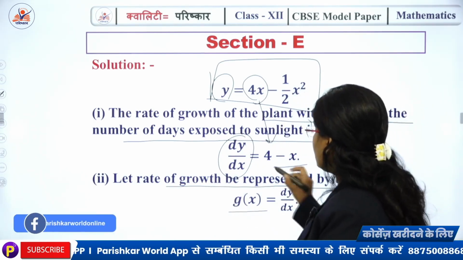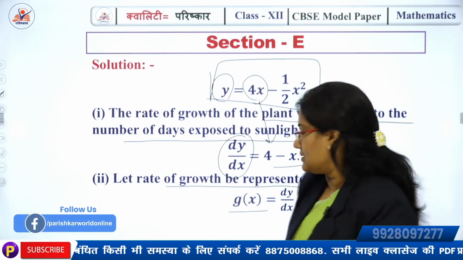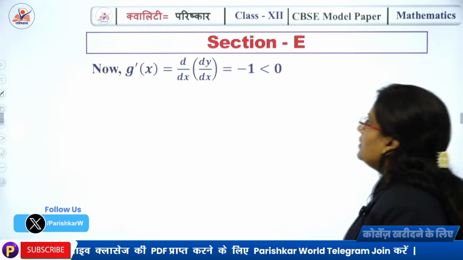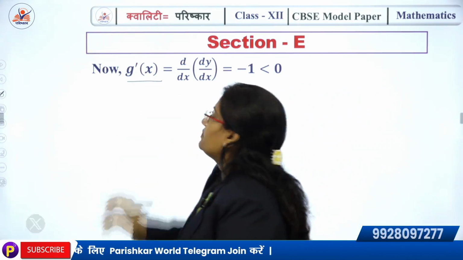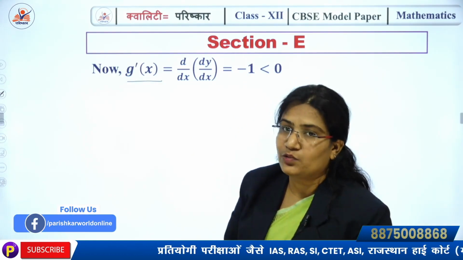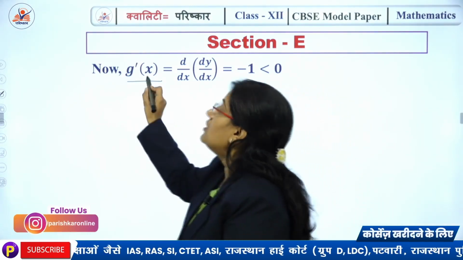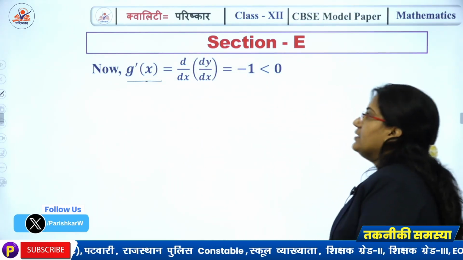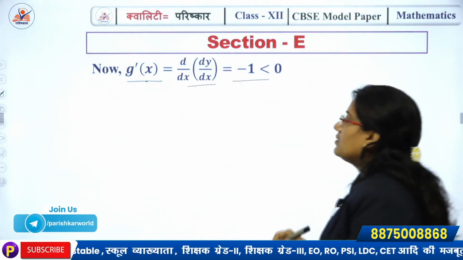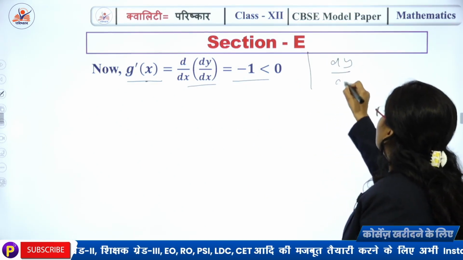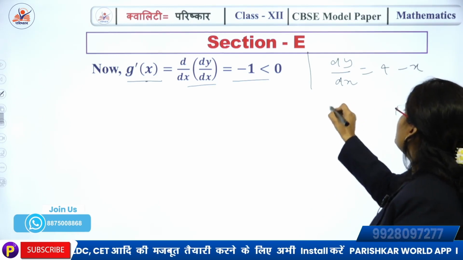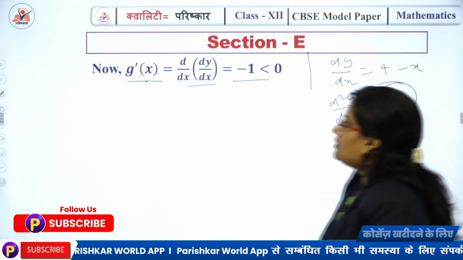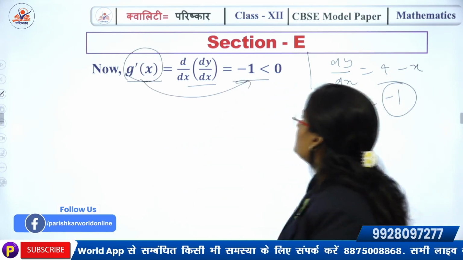We assume that the rate of growth we found in the first part, 4 minus x, which we represented by dy by dx, is the function g(x). Clear, students? Now we have to find out the value of g dash x, because we have to find out whether the plant is increasing or decreasing, which we can find from maxima and minima. For that, we have to differentiate this function g(x). g dash x is equal to d by dx of dy by dx, and after calculating we have minus 1. As you know, dy by dx is given by 4 minus x, and after differentiating this with respect to x, d2y over dx2, we have minus 1. Okay guys, g dash x is minus 1, which is less than 0.